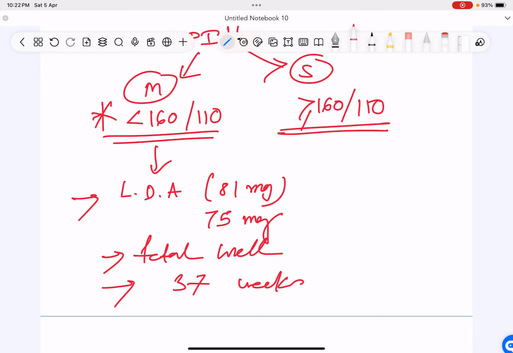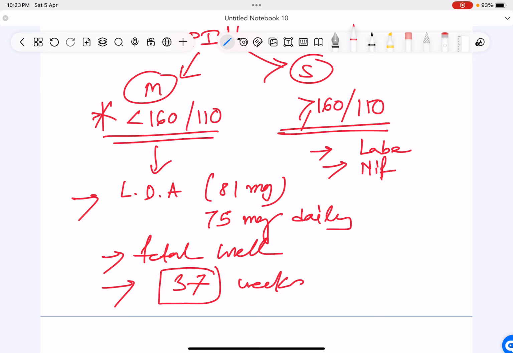What is the definition of mild? That has to be remembered. What is the treatment? Low dose aspirin, 81 mg daily. Check the fetal well-being and delivery at 37 weeks. So this is a question: when to deliver, at 37 weeks or after. When it is severe, 160 or 110, then you start the patient on antihypertensive. 3 antihypertensives are recommended: labetalol, nifedipine, and methyl-dopa.